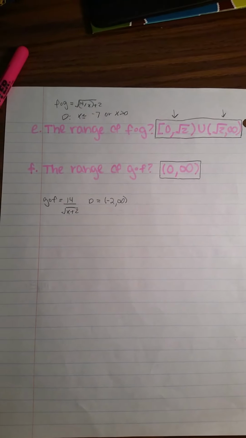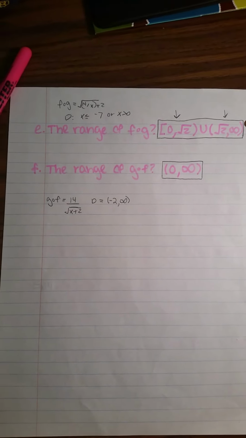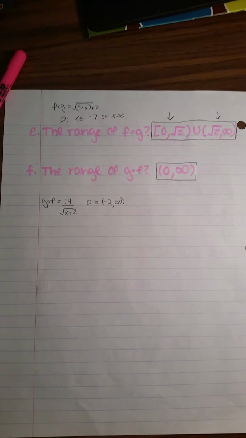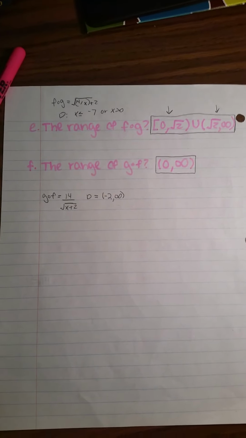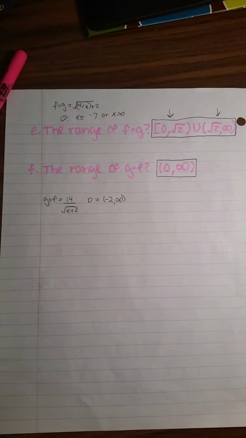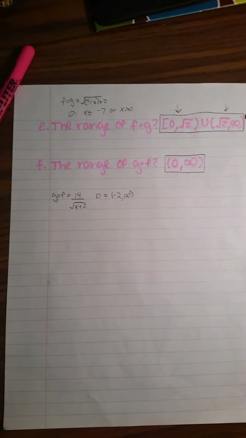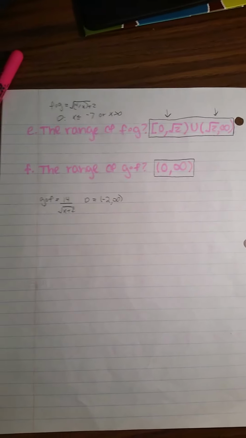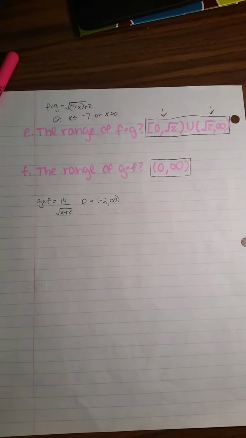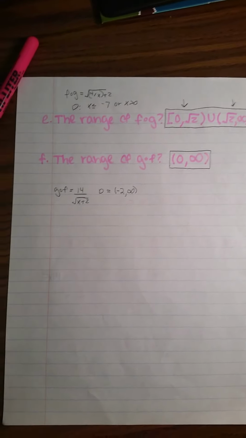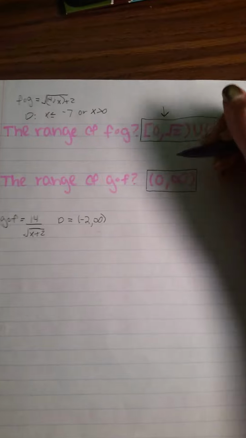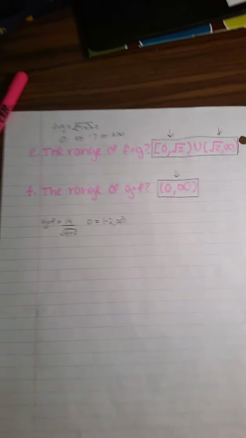For values of x that are close to negative 2, the value of g composed f is large, and for the large values of x, the value of g composed f approaches but never equals 0, and therefore the range of g composed f is y is greater than 0, or written as values from 0 to positive infinity.